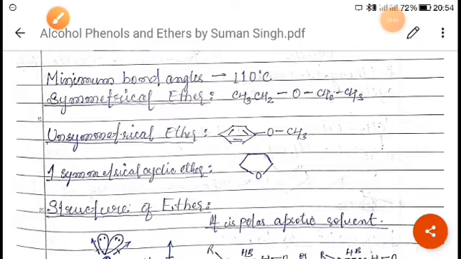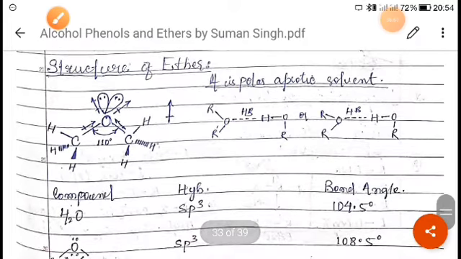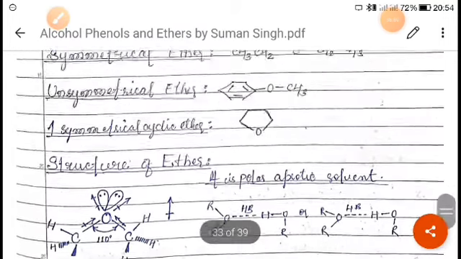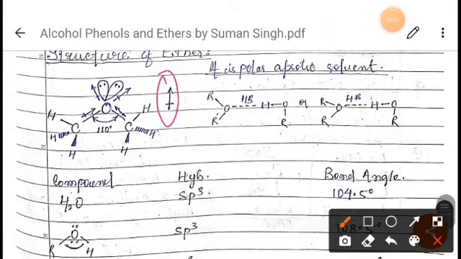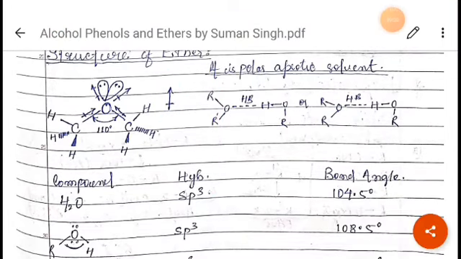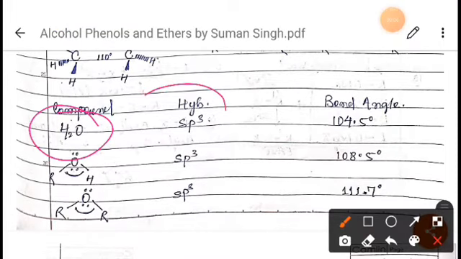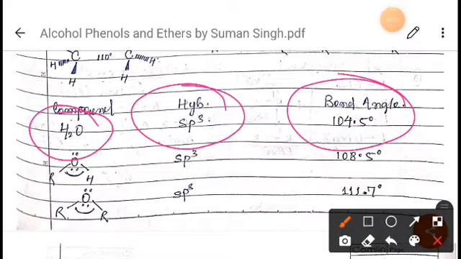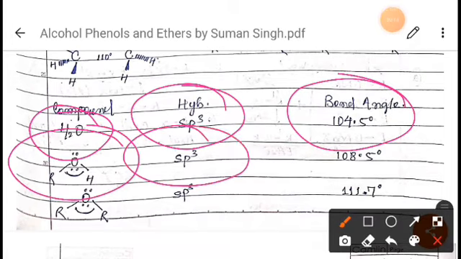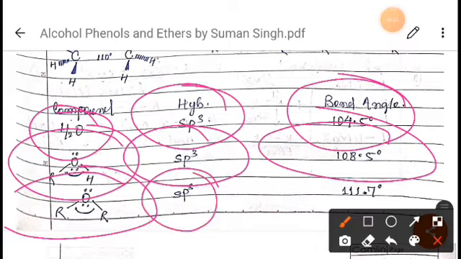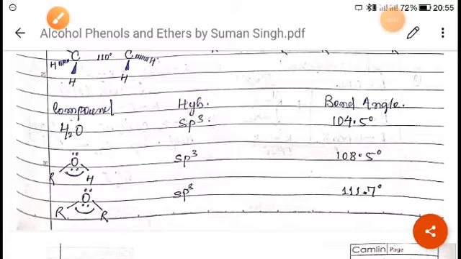Now next is the structure. As you can see, when you see the structure, it will be like this, and the dipole moment will be like this. Okay, and when we talk about the bond angle, suppose we take H2O, the hybridization is sp3, but the bond angle is, you can see here, 104. In case of alcohol, again sp3 hybridization, but the bond angle is 108. But in ether the bond angle is more, though it has sp3 hybridization, as you can see, 111.7 degrees, right?